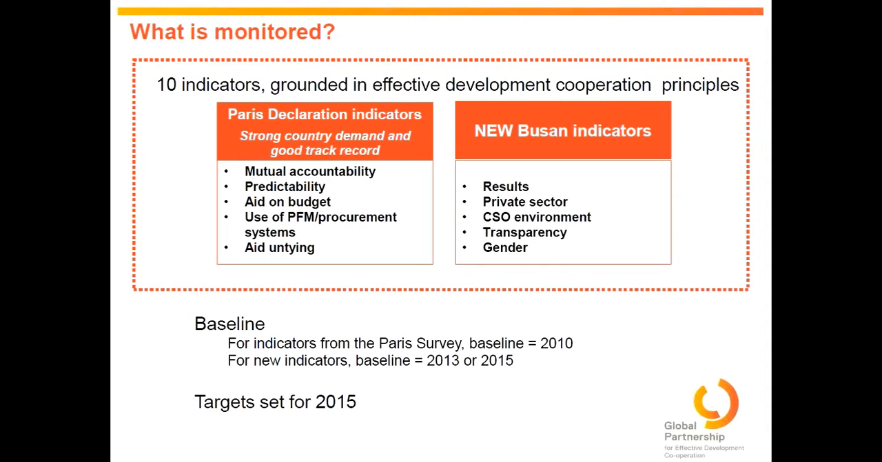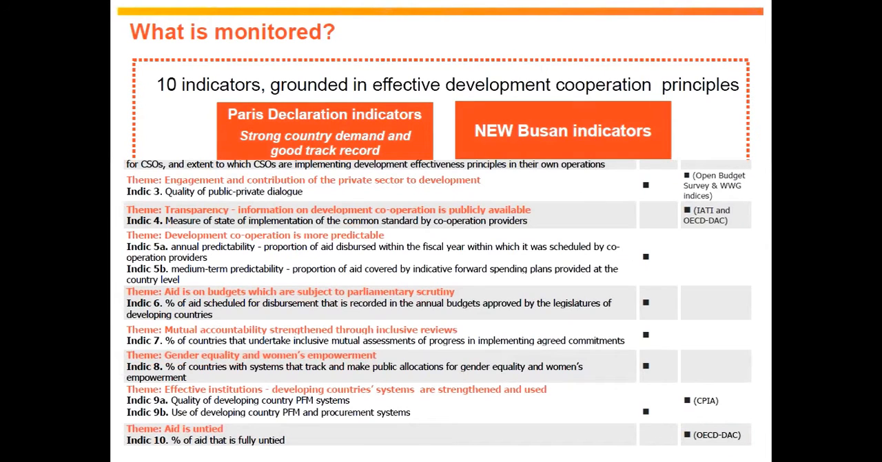the existence of a mutual accountability framework in which development cooperation happens and is reported to, but also this new agenda that was created in Busan that includes a focus on results, a better engagement with the private sector, a better environment for CSO's contribution to development, a focus on transparency, and also a focus on a gender perspective, in this case on budgeting. For most indicators, the baseline is 2010.